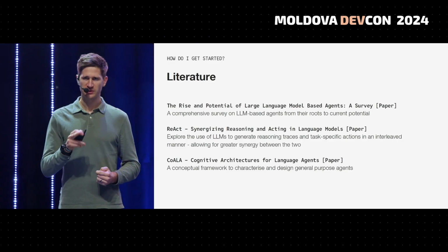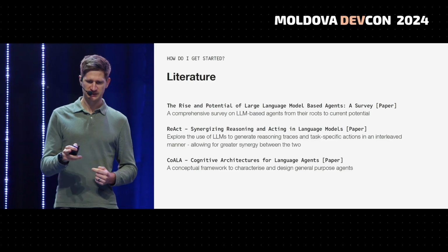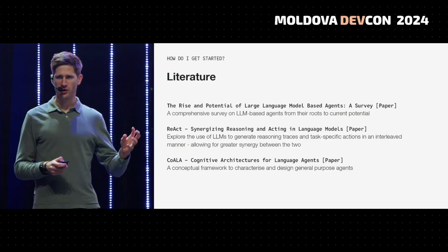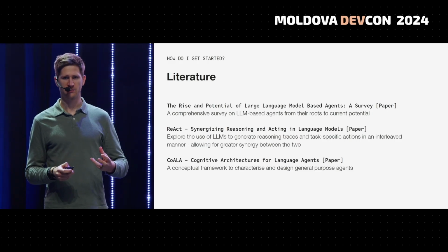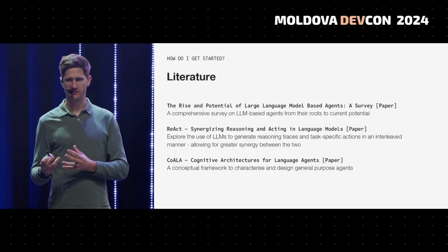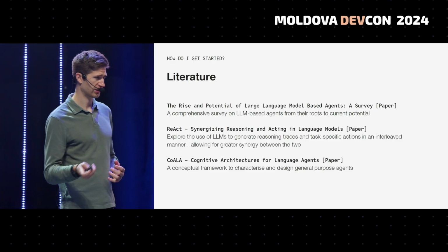There are 3 papers that I would recommend you go and read. The first is The Rise and Potential of Large Language Model-Based Agents. This, I think, is just a good overview of the space. Where is it at the moment? What does academia say? What are the architectural patterns behind it? Very nice intro. Secondly is the ReAct paper.